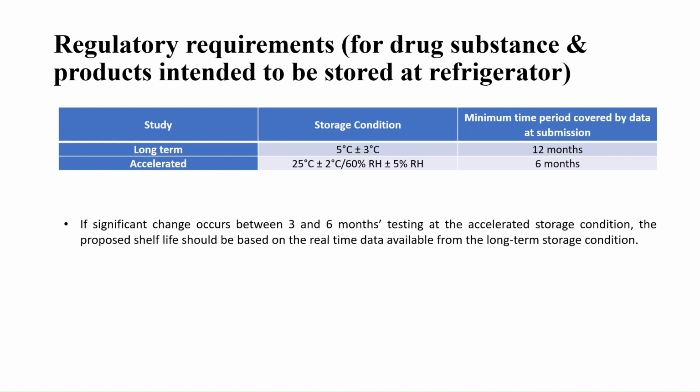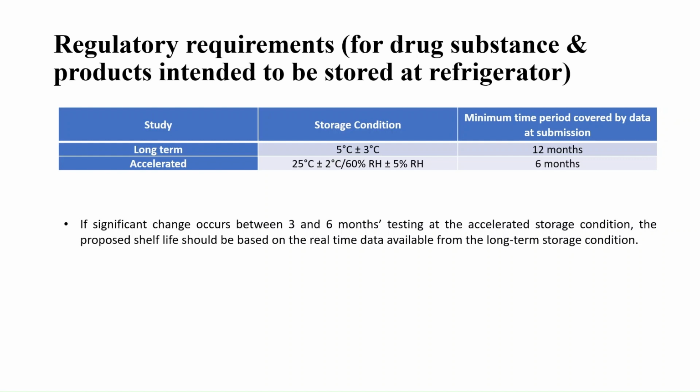But when a significant change occurs in the accelerated between 3 to 6 months, regulatory agencies don't accept this extrapolation. They give you a proposed shelf life based on the real time data. That means if you are submitting long term data of 12 months, you can claim a shelf life of 12 months only, not 24 months. I hope you understood this point.